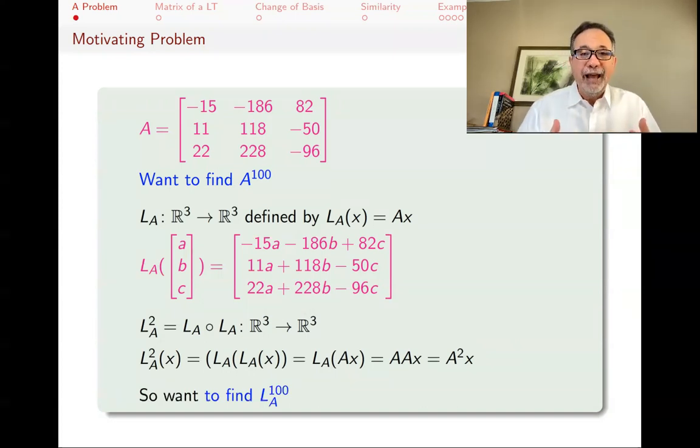And in fact, if you think of it that way, you might think of other uses for this process. Often you might have a linear operator doing something on a vector space, and you want to keep repeating it. You might have a dynamical system, for example, where you want to see what happens when a certain operation is repeated over and over again, and you want to see where you'll end up after 100 times. So these are the same question. What's A to the 100? What's LA to the 100? LA to the 100, again, is the composition of LA with itself 100 times.